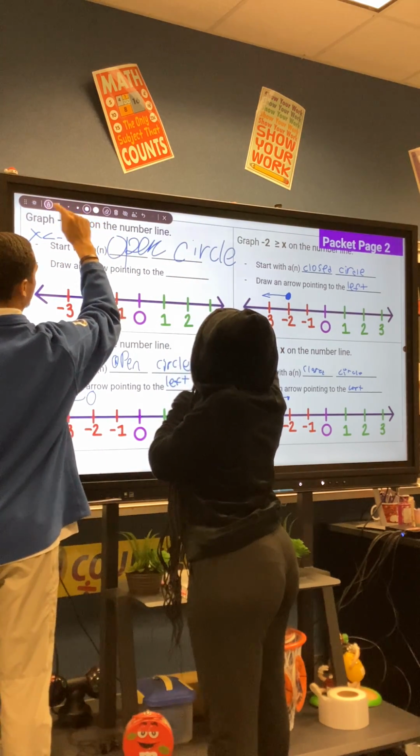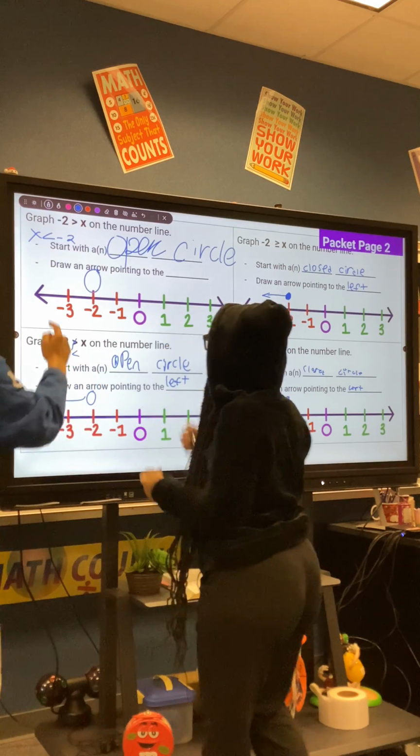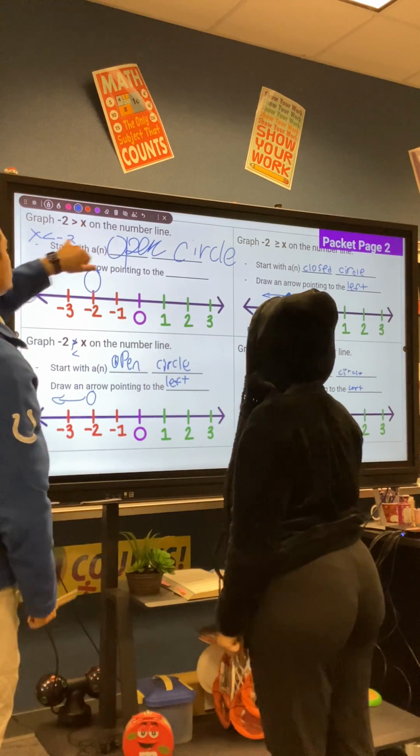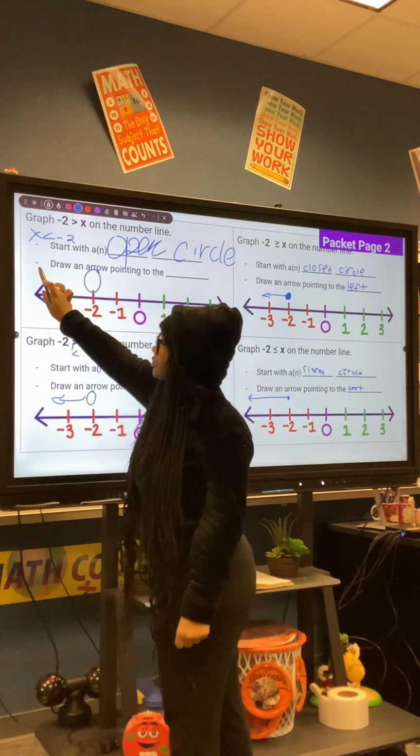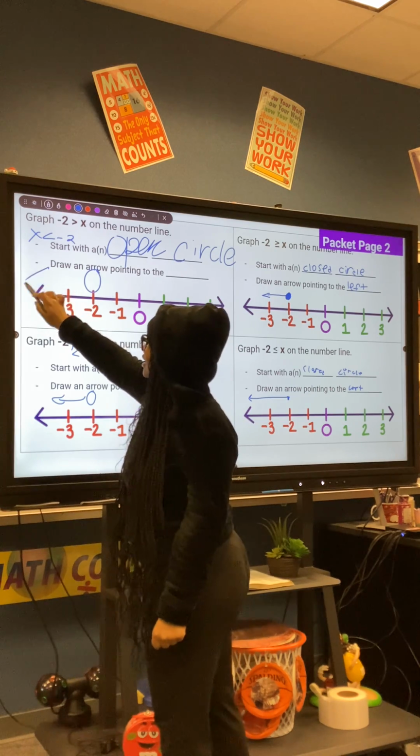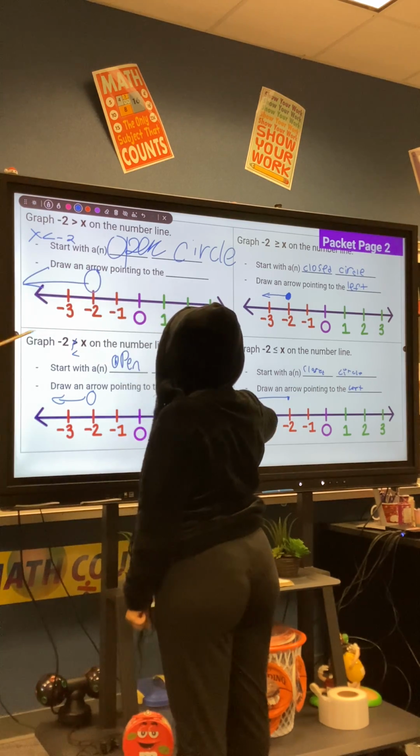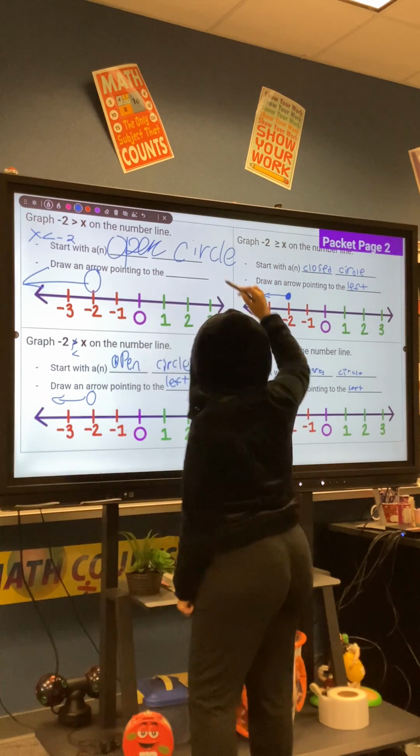So hold on. Yeah, I mean it's the same thing. I just flipped it, but it's going to the left. Yeah, it's going to the left. So right, left. That's what I thought at first. But yeah, you were right at first.